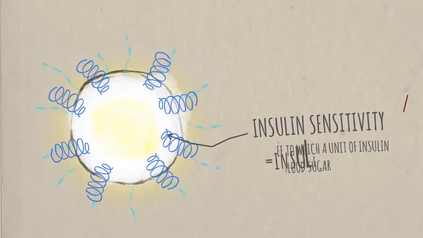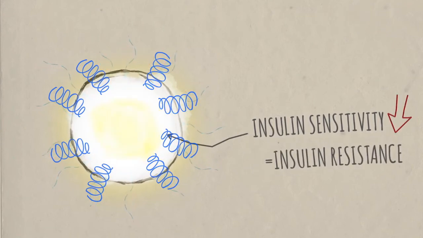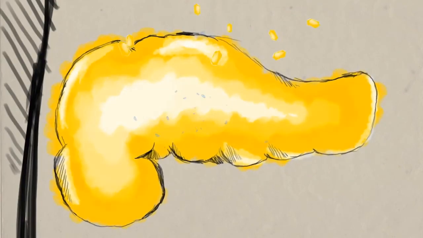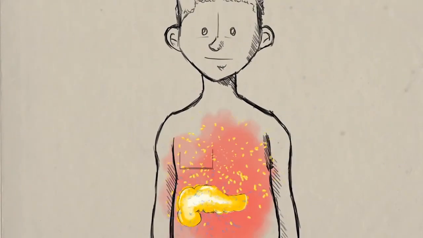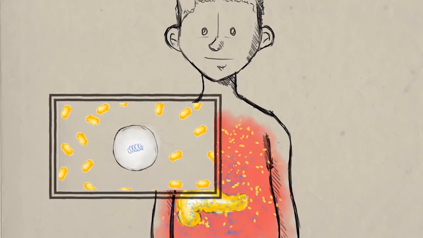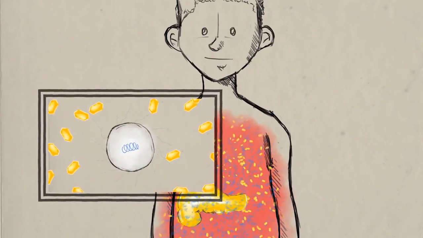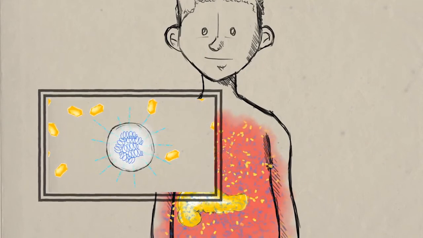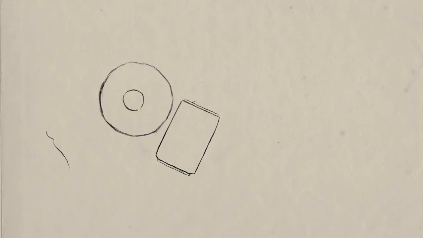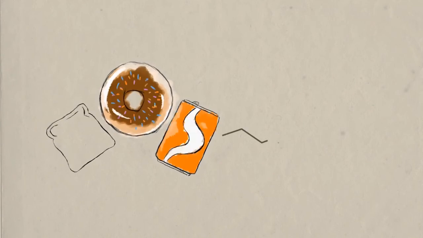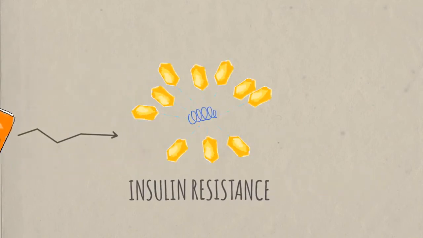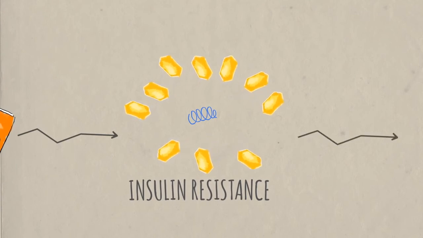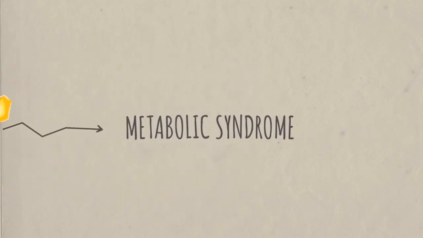If insulin sensitivity goes down, that's known as insulin resistance. The pancreas still sends out insulin, but cells, especially muscle cells, are less and less responsive to it. So blood sugar fails to decrease, and blood insulin continues to rise. Chronically consuming a lot of carbohydrates may lead to insulin resistance, and many scientists believe that insulin resistance leads to a serious condition called metabolic syndrome.